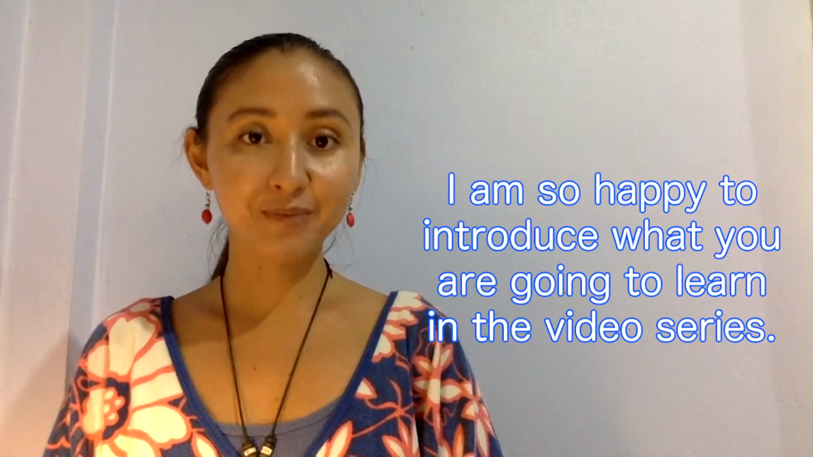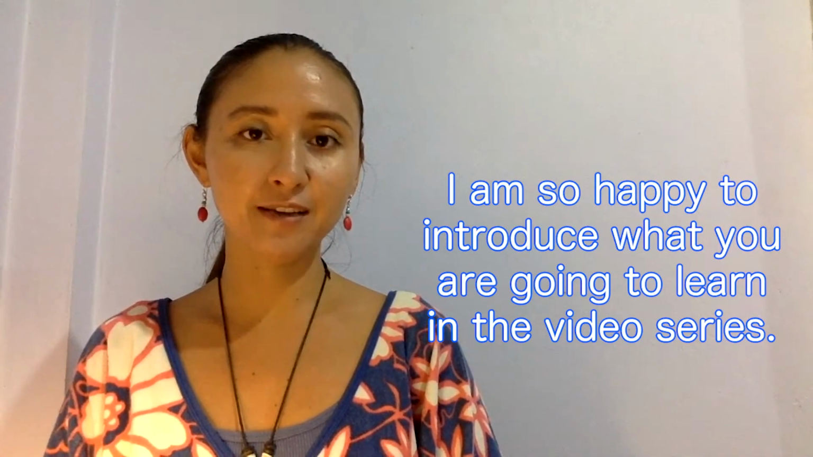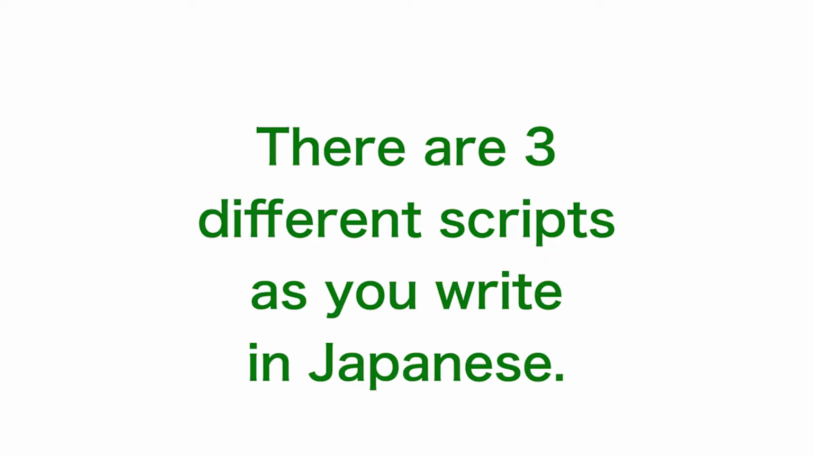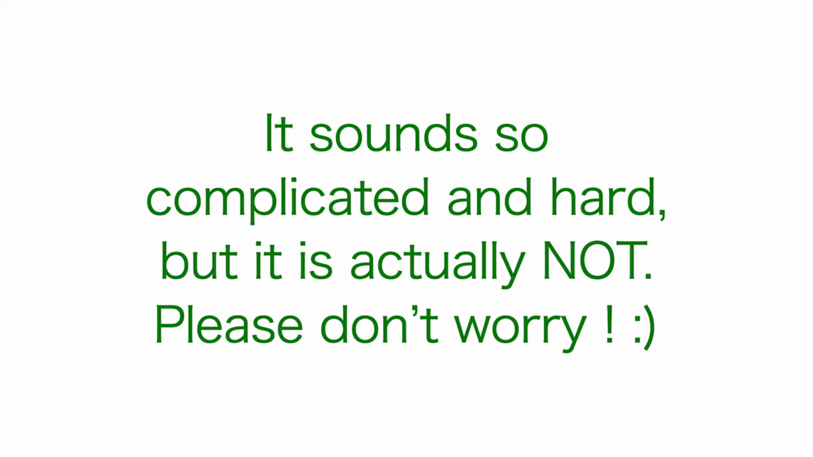So I'm so happy to introduce what you are going to learn in the video series. By the end of the series, you'll be able to read the Japanese alphabets Hiragana and Katakana. We actually have 3 different scripts and combine all together as we write. It sounds so complicated and hard, but it's actually not. Please don't worry.